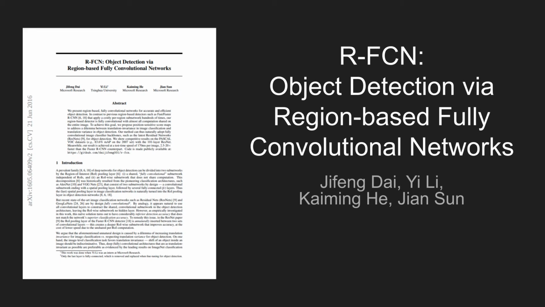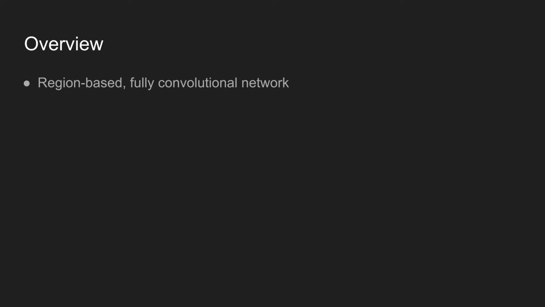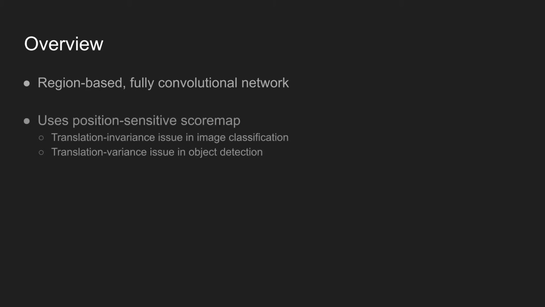Today's paper is R-FCN, Object Detection via Region-Based Fully Convolutional Networks. The paper proposes a region-based, fully convolutional network for accurate and efficient object detection. The method uses position-sensitive score map to solve two issues. First is the translation-invariance issue in image classification, and second is the translation-variance issue in object detection.